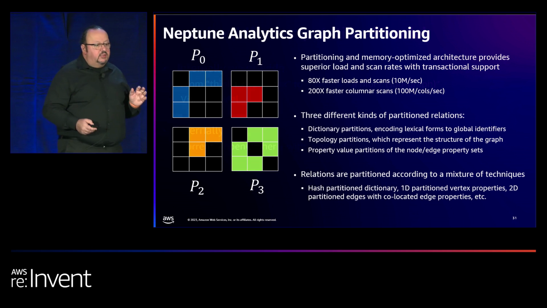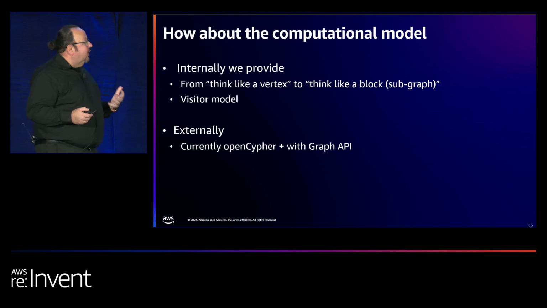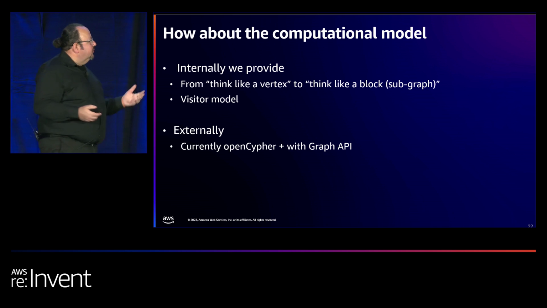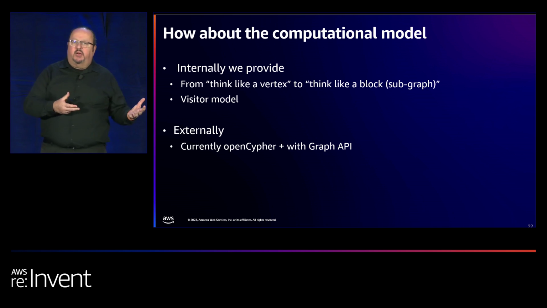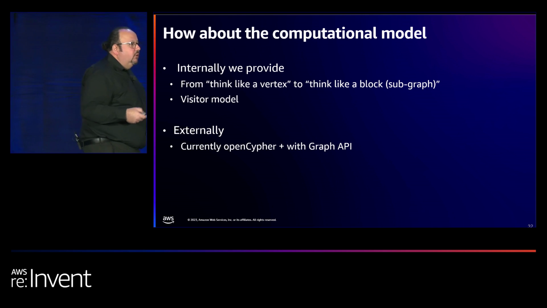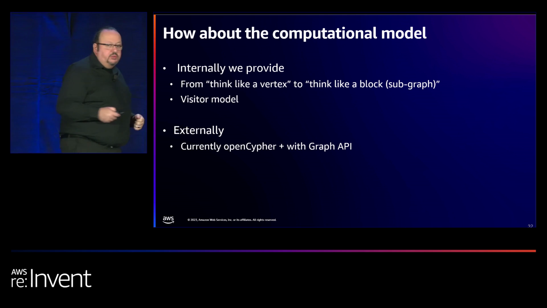So this is number one, how we actually store the data in memory. The second is, what's the computational model we are using? Internally, we are using something similar to what every one of you knows: think like a vertex. Instead of thinking like a vertex, we think like a subgraph, a block, okay? And we developed a simple visitor model as well, so we can easily deploy algorithms. Externally, today, we are supporting OpenCypher and Graph API.